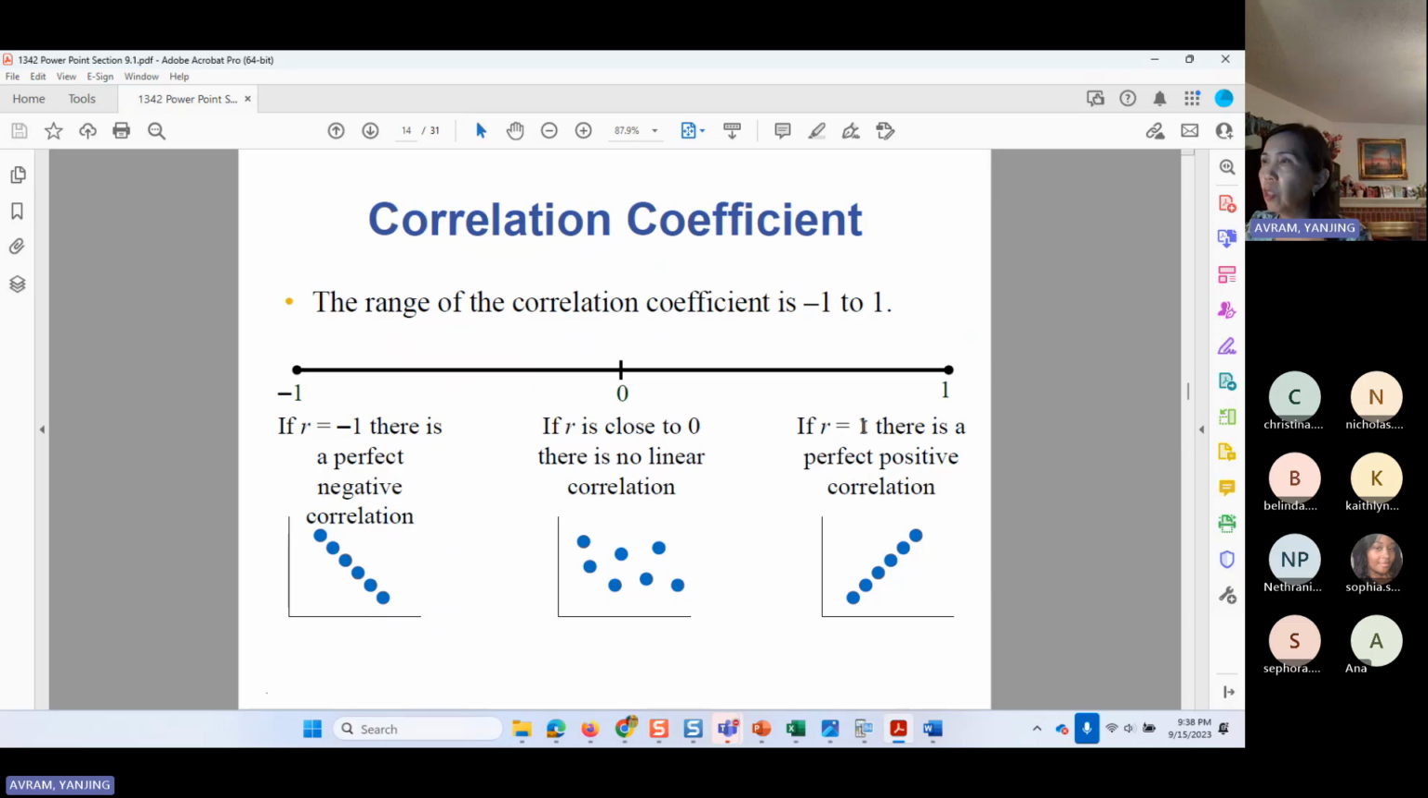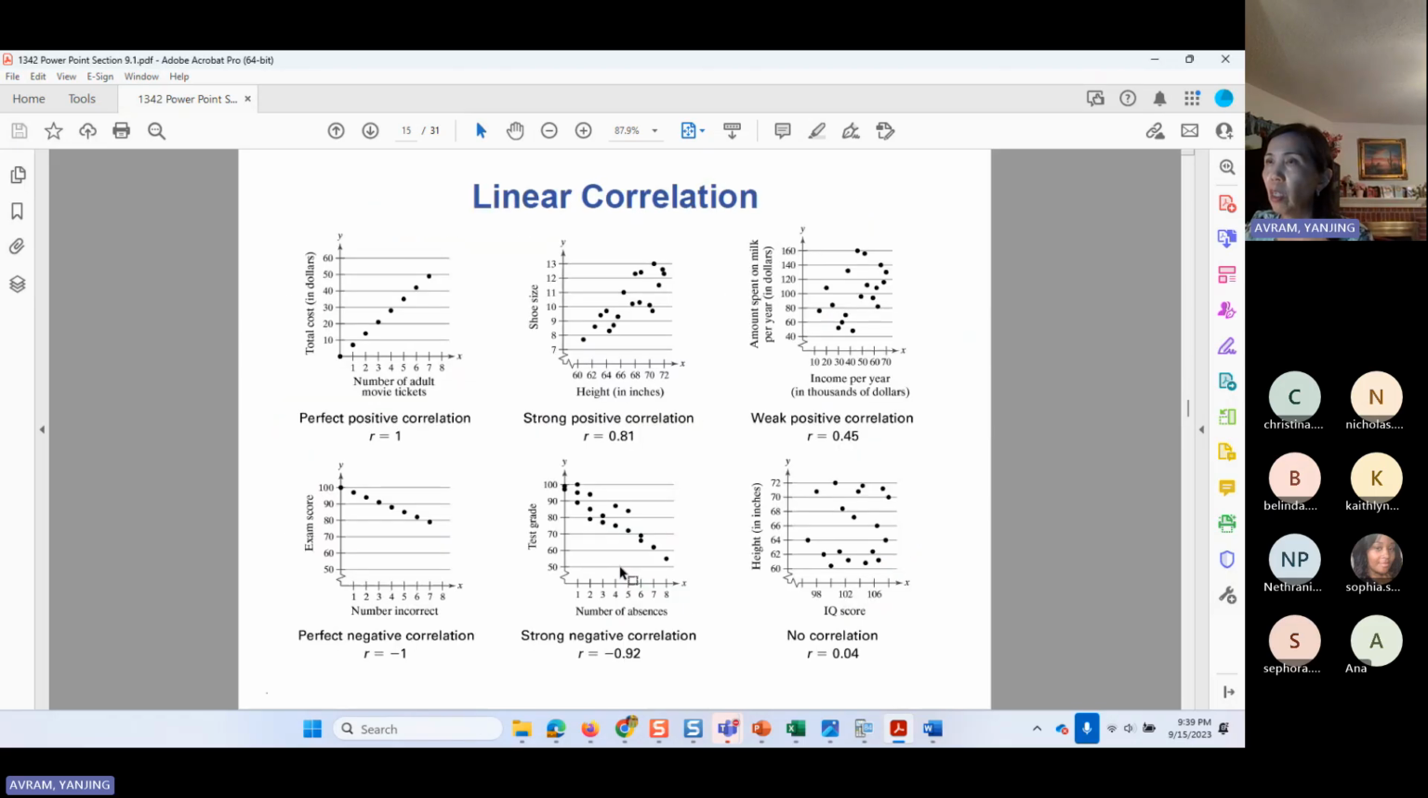If you have a positive 1, that means this is a perfect linear correlation, right? Everything lines up very nicely. This one is going up, so R is positive 1. If everything lines up very nicely going down, R will be -1, okay? And if there's no relationship, R will be 0, all right? So you can see this one R is 1, this one R is -1, right?